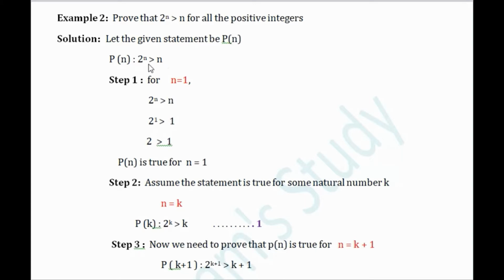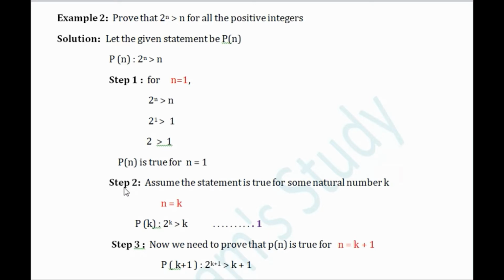So let us verify the given statement for the first natural number, that is for n is equal to 1. Let us take the statement 2 raised to n is greater than n. Replace all the n by 1, that is 2 raised to 1, which is greater than 1. What is 2 raised to 1? It is nothing but 2, which is greater than 1. So 2 is obviously greater than 1, isn't it? Yes. Therefore, P of n is true for n is equal to 1. Therefore, the given statement is true for the first natural number.